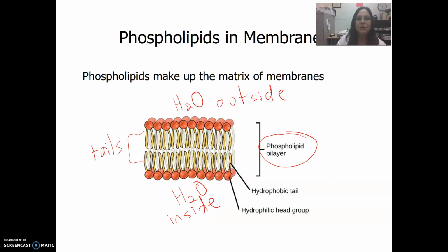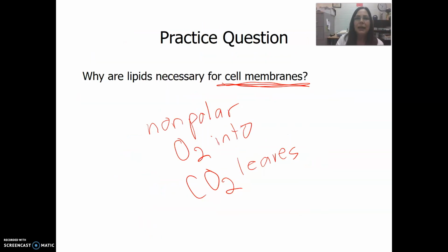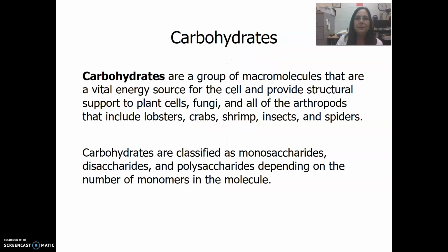So if we go back here to the phospholipid bilayer, if oxygen is going to come into the cell, it just goes right straight in between those phospholipid molecules. And the lipid structure makes the plasma membrane fluid. Makes it a fluid structure instead of a solid structure. And that's very important for the function of the plasma membrane or cell membrane.